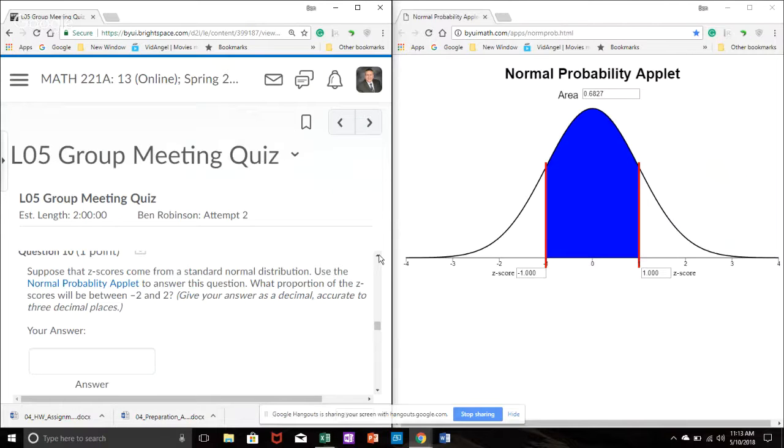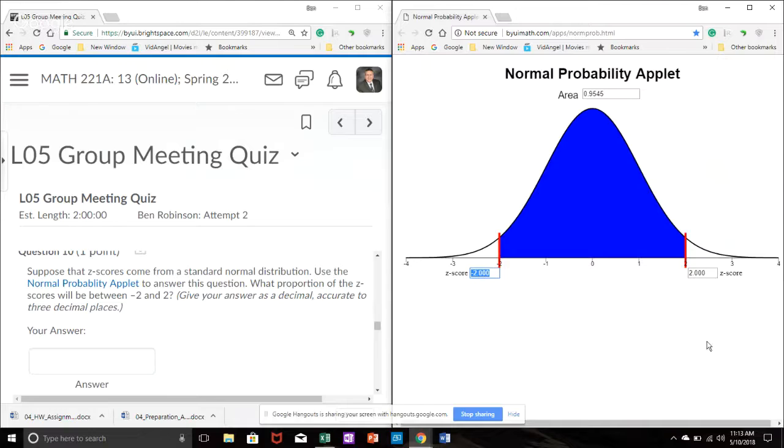Okay, suppose that z-scores come from a standard normal distribution. Use the normal probability applet to answer this question. What proportion of the z-scores will be between -2 and 2? Give your answer as a decimal. So 0.954. It would round up to 0.955, right? Yeah. Okay, I agree.